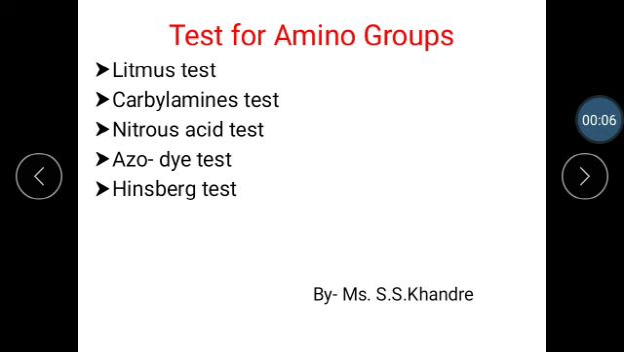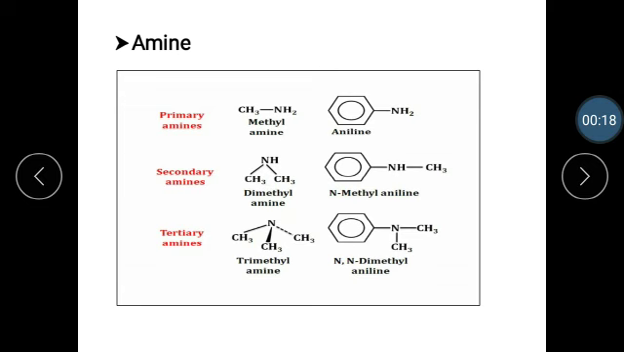Today's topic is tests for amino groups. In that, litmus test, carbylamine test, nitrous acid test, azo dye test and Hinsberg test. Let's first see the definition of amines.